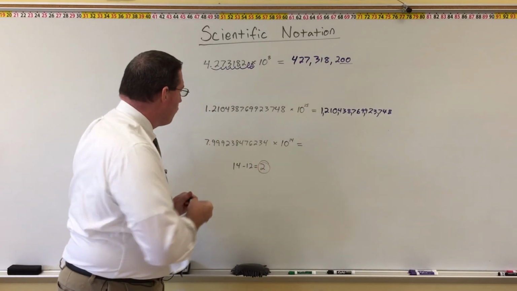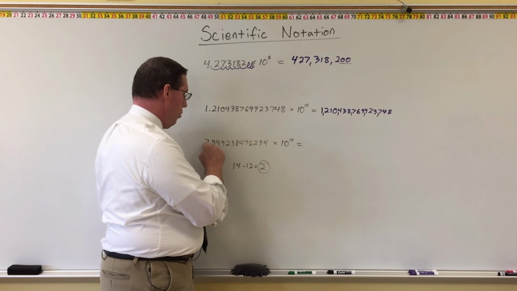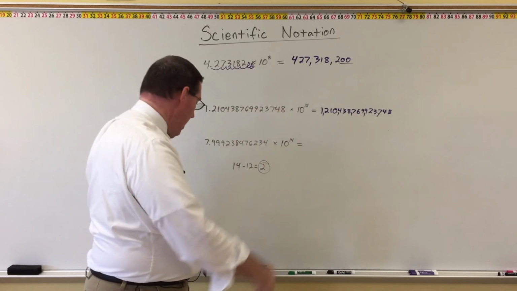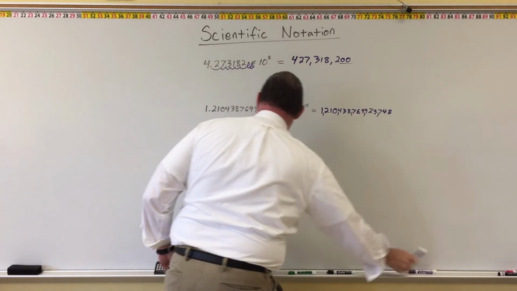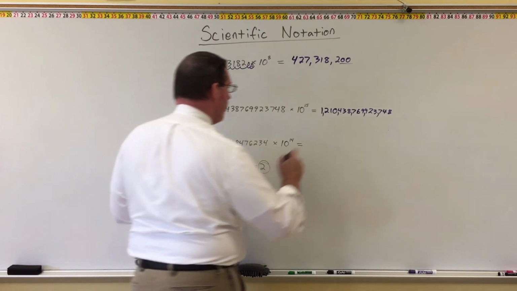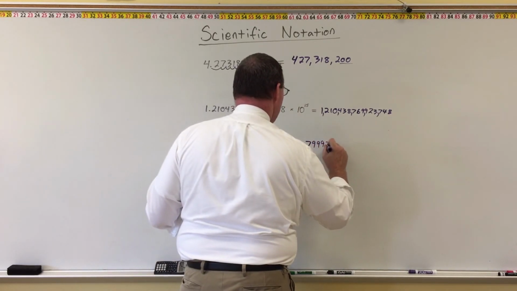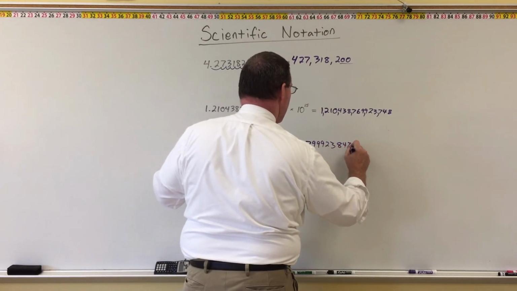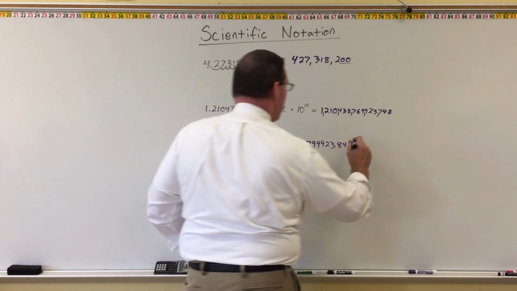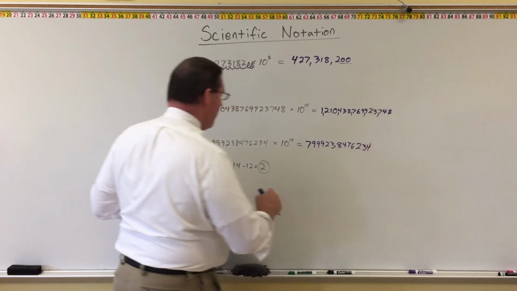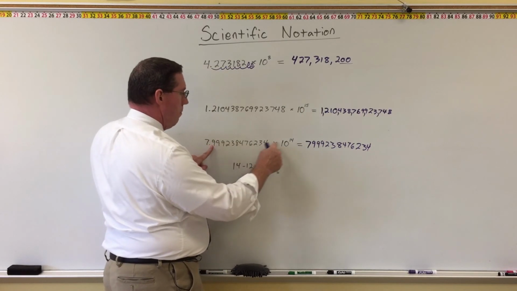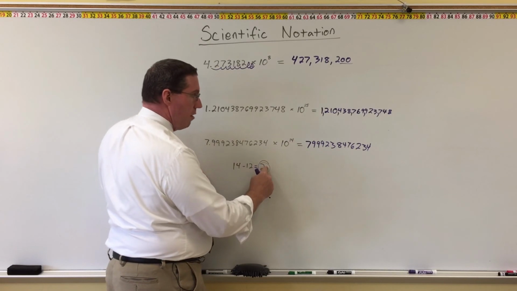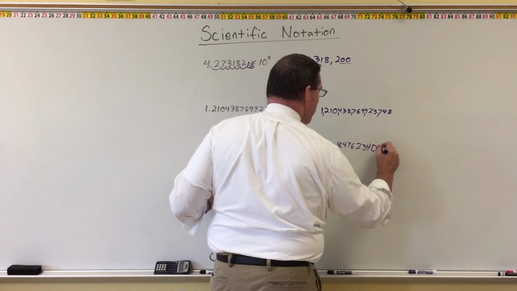What we have to do is write all these numbers down without the decimal, in order, and then put 2 zeros on the end of all those numbers. So this would then become 799923, 8476, 234, and then because there are 12 digits here, but this is a 14, 14 minus 12 digits is 2 more digits. So we have to put 2 zeros in.